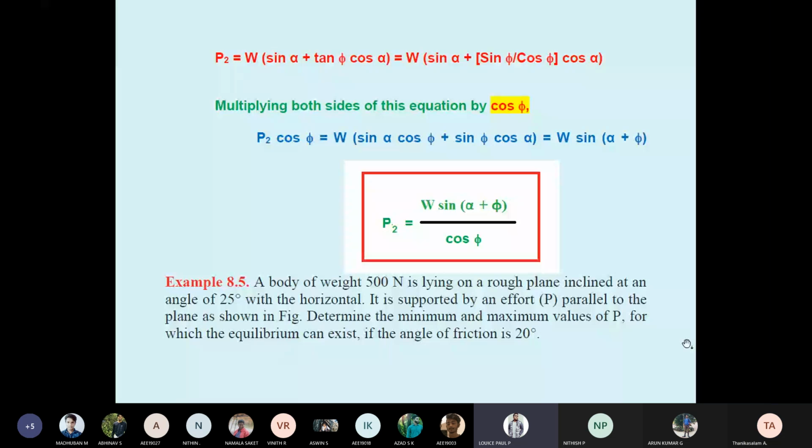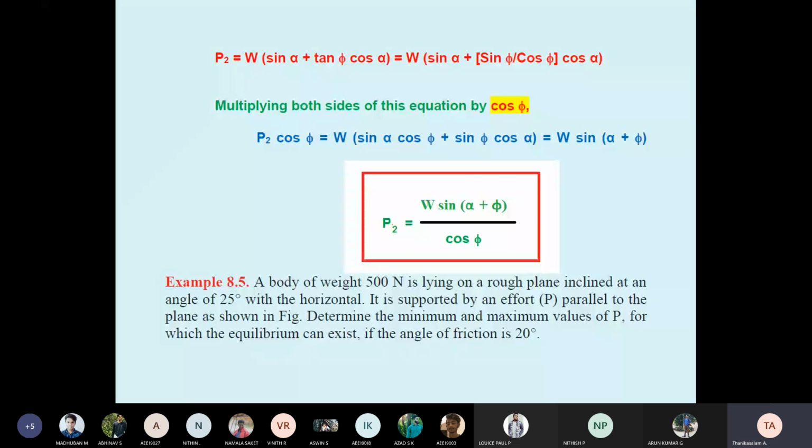A body of weight 500 Newton is lying on a rough plane inclined at an angle of 25 degrees with the horizontal. It is supported by an effort P parallel to the plane as shown in the figure. Determine the minimum and maximum values of P for which the equilibrium can exist if the angle of friction is 20 degrees.